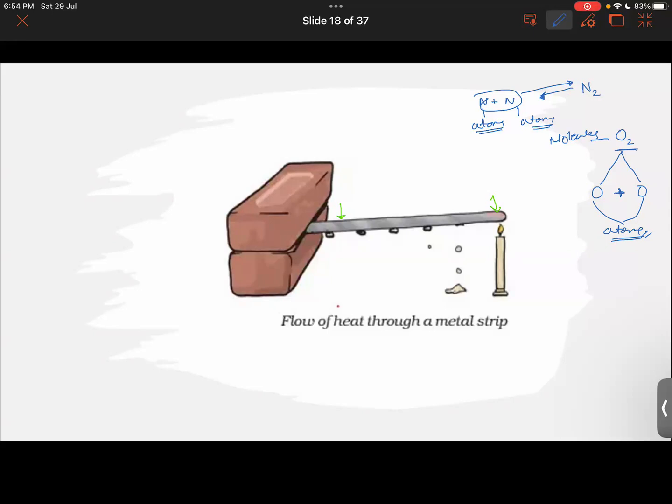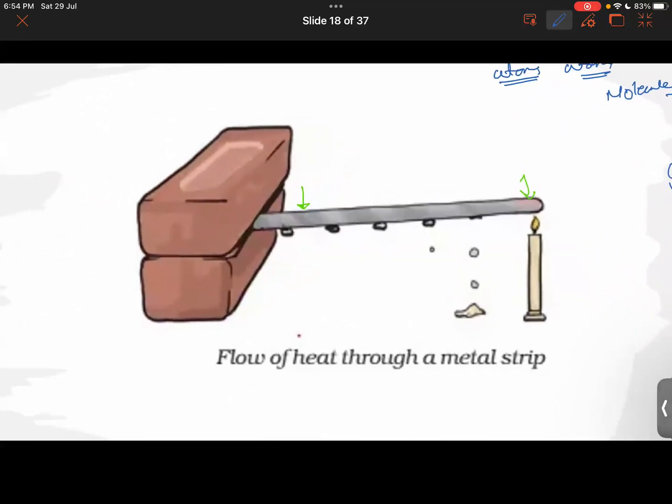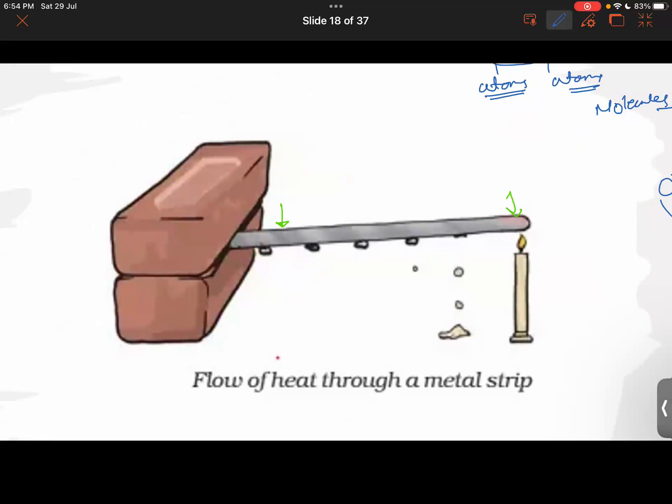Yes, sir. Okay, good. Now look, if we have a closer look at this metal strip, it is definitely made up of molecules. This metal strip is going to have some type of molecules, right? Okay. And do tell me one more thing.